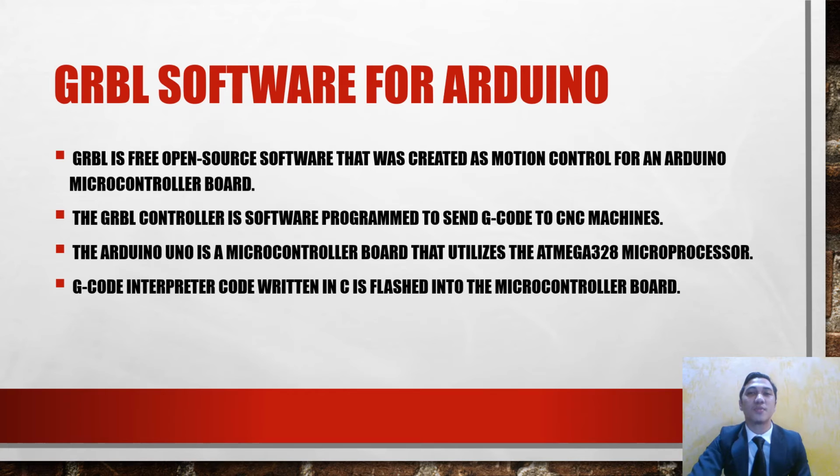GRBL software for Arduino. GRBL is free open source software that was created as motion control for an Arduino microcontroller board, allowing an Arduino to be used to operate a CNC machine. The GRBL controller is a software program to send G-code to a CNC machine such as a 3D milling machine. The Arduino Uno is a microcontroller board that utilizes the ATmega328 microprocessor. G-code interpreter code written in C is flashed into the microcontroller board.